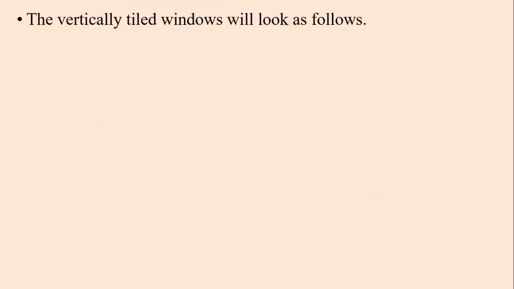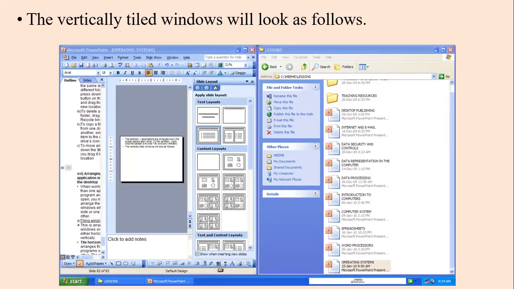The vertically tiled windows will look as follows. So you can see our two windows for PowerPoint and for Lessons have now been tiled vertically, side by side. And their names are displayed on the taskbar, on the section that we call the Task Manager. So we can see we have Lessons, we have Microsoft PowerPoint.